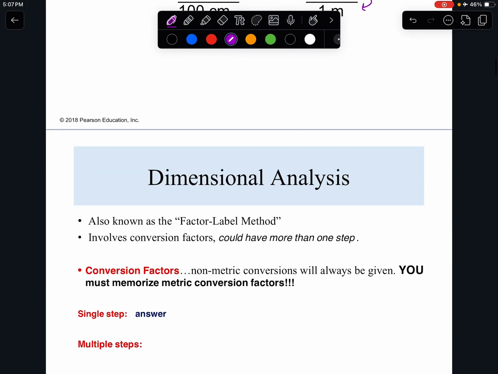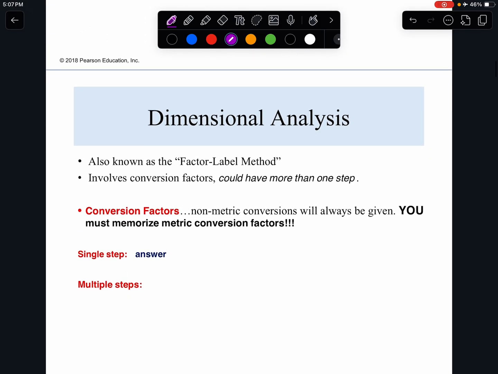So the method we're going to be using in chemistry is called dimensional analysis. Dimensional analysis is also known as the factor label method, and this is the way you have to do problems in this class. So I like to help you understand by using the metric system so that when we get to more complicated chemistry math concepts such as the mole, the setup is not completely brand new to you.